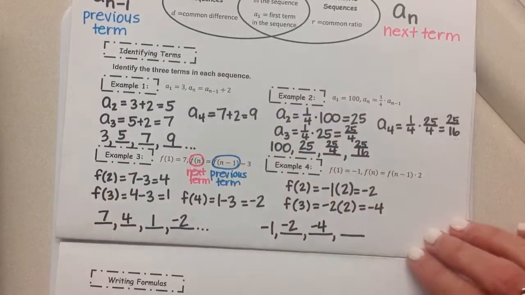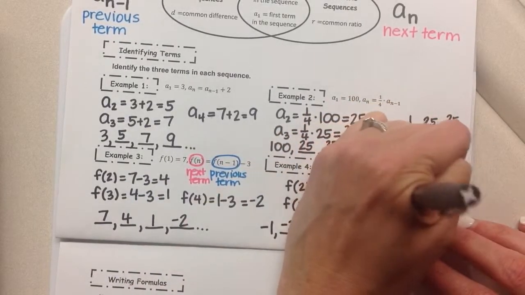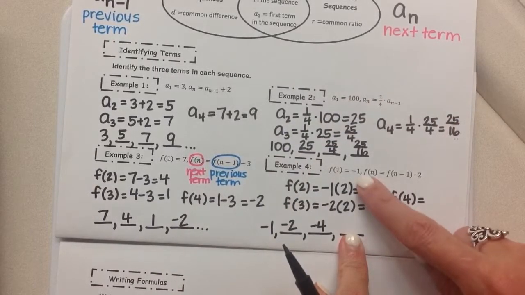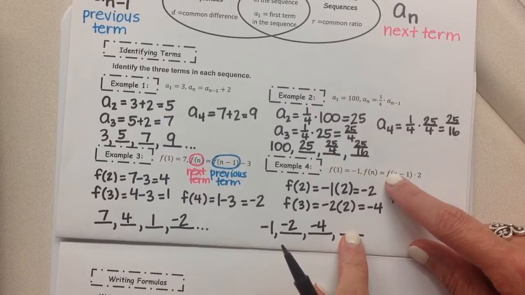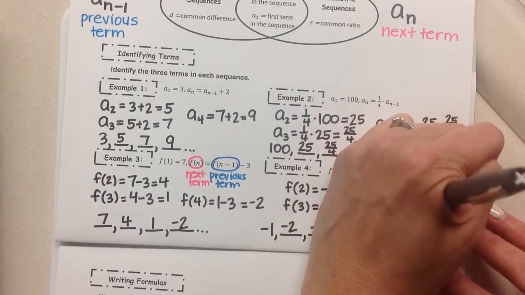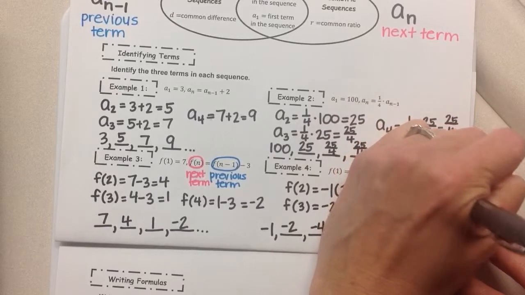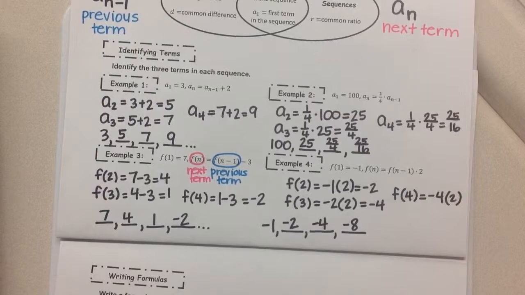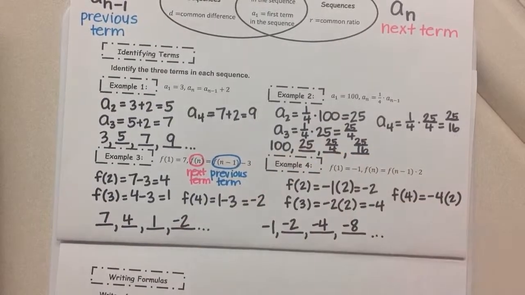All right, so now if I want to find f of 4, which means the fourth term in the sequence, I'm going to take the term before it, which is the third term, negative 4, and multiply by 2. And negative 4 times 2 is negative 8. And again, we could keep this pattern going and going and going.